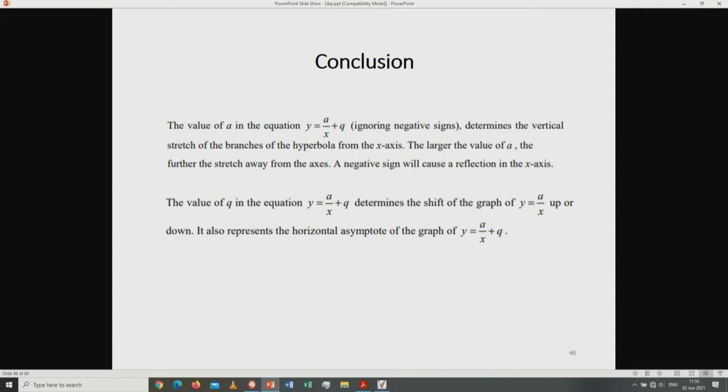If it was in the first quadrant, then it will move now where? It will move now in the fourth quadrant. Very, very important. That is the effect of a on the graph.